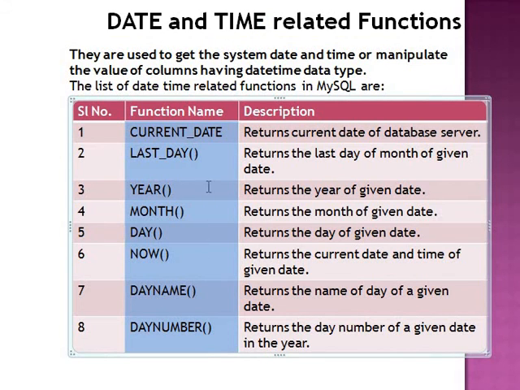Now these are the list of date time related functions used in MySQL. It starts with current date, then last day, year, month, day, now, day name, and day number. There are in fact some more date time related functions that are used in MySQL.